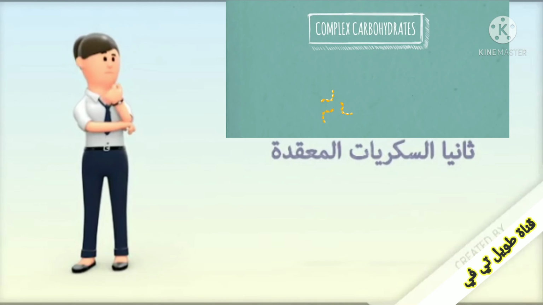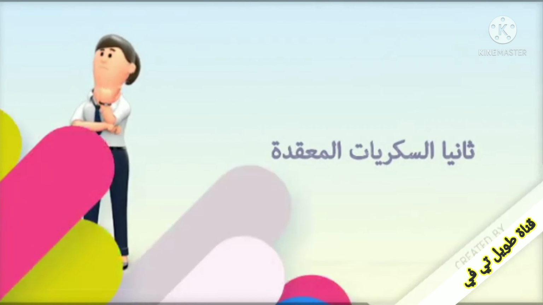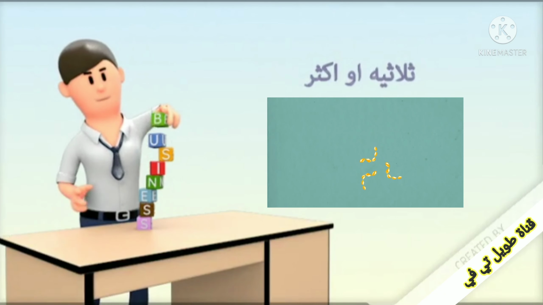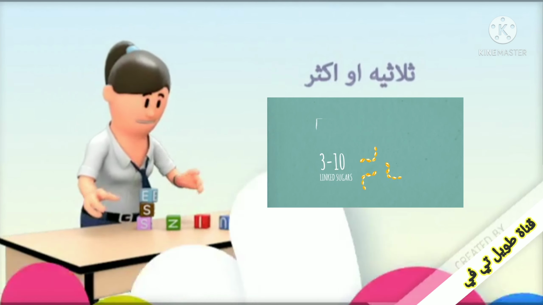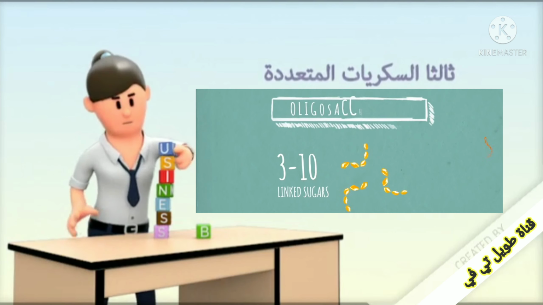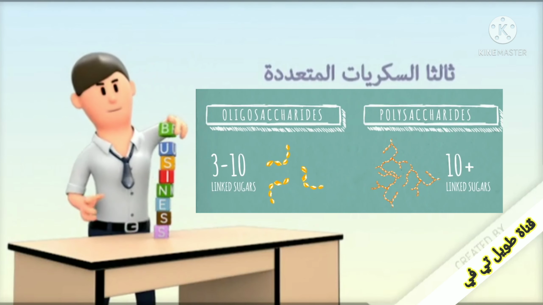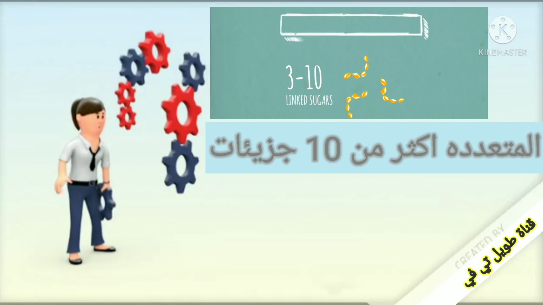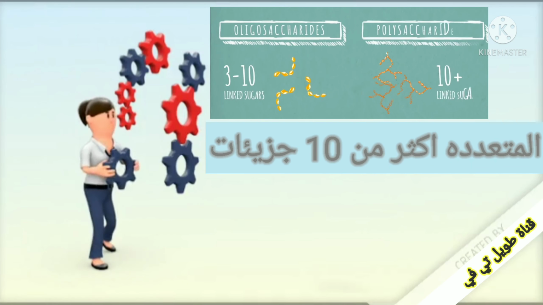Complex carbohydrates have 3 or more simple sugars strung together. Those with 3 to 10 linked sugars are oligosaccharides. Those with more than 10 are polysaccharides.